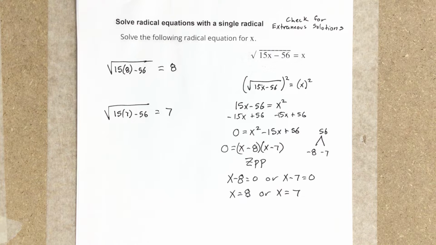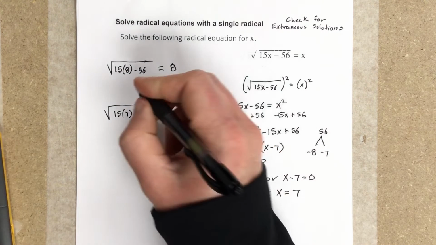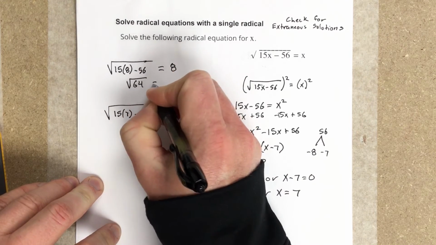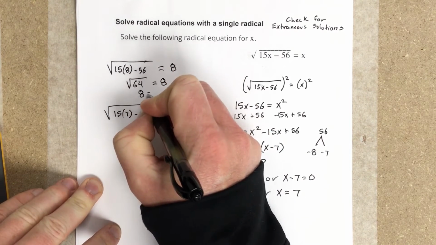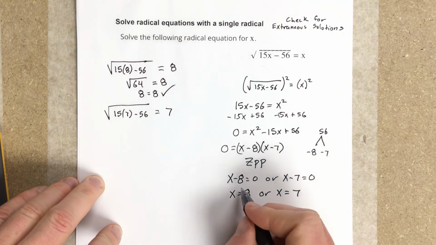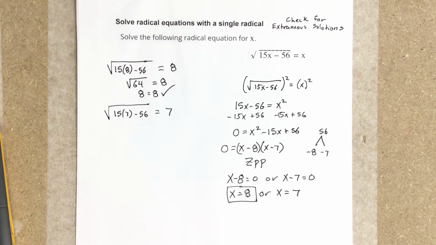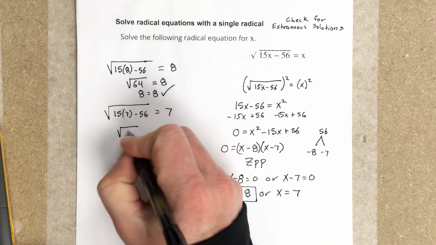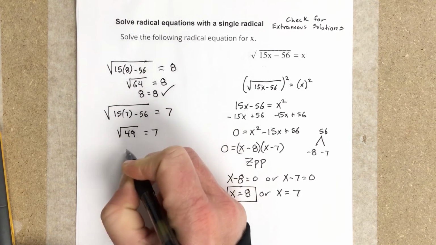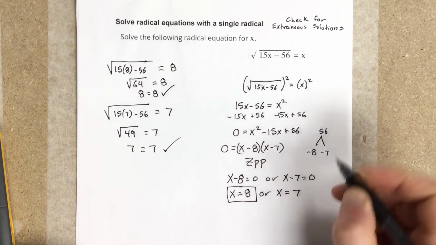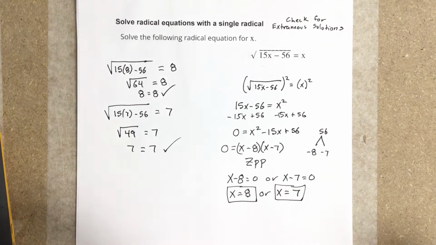So 15 times 8 is 120, minus 56 is 64, square root of 64. So inside there, we get the root of 64, which is 8. So we have 8 equals 8. That's a solution. So this one we know is a solution. Then we do the same thing with the 15 times 7 minus 56, and we end up with root of 49 here. And we know that's 7 equals 7. That is a solution as well. So we did not get any extraneous solutions there.